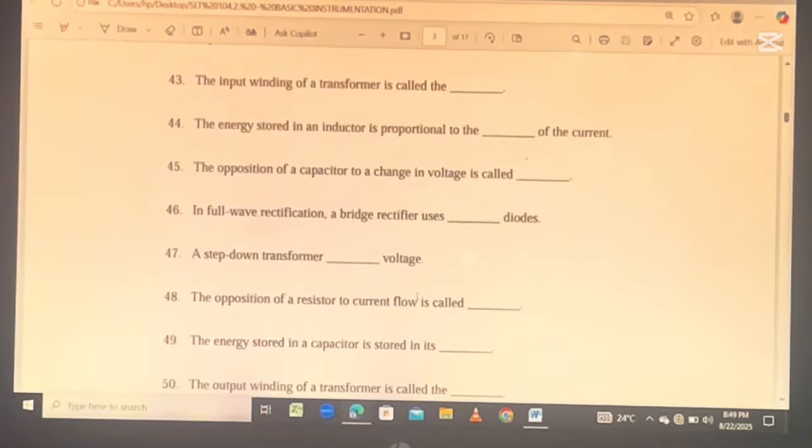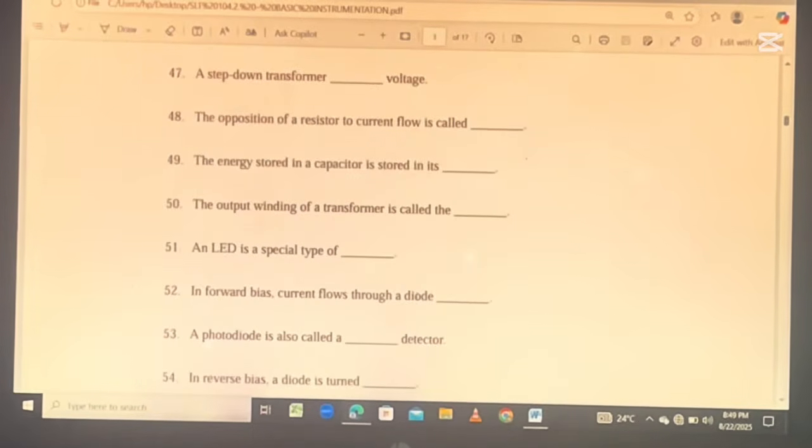We've seen a question similar to this before, but not exactly put in this form. The energy stored in a capacitor is stored in its dash. So it is stored in its electric field. Remember that for an inductor, it is stored in its magnetic field. Now the next question, number 50, the output winding of a transformer is called secondary. Remember, input is called primary, so the output is called secondary.